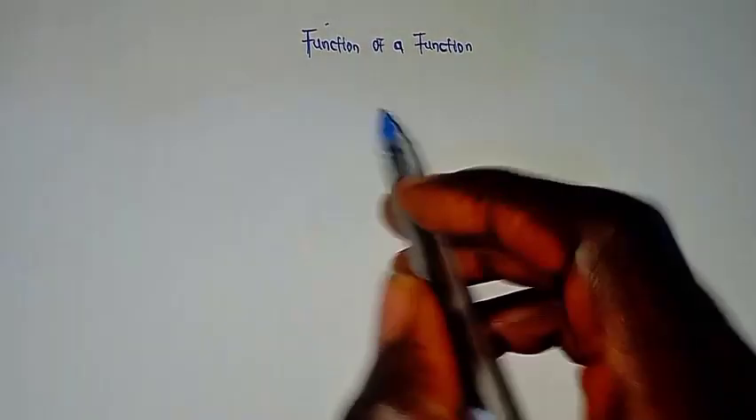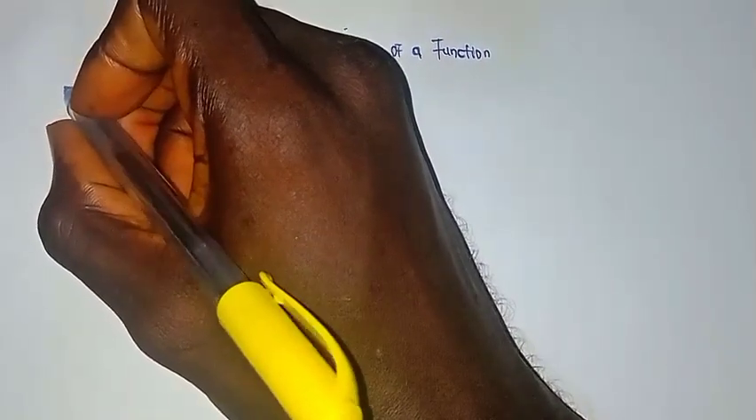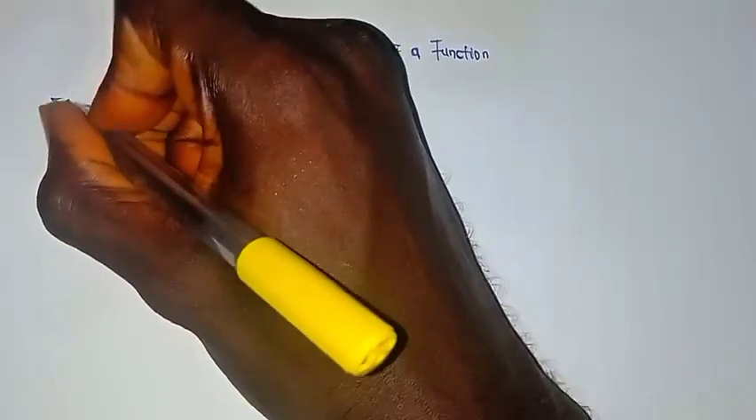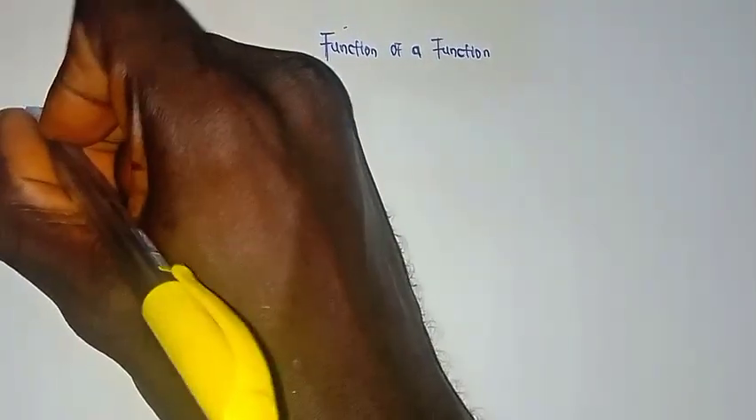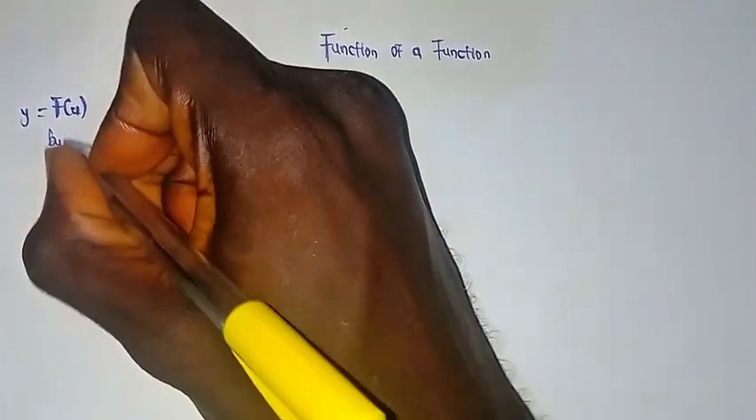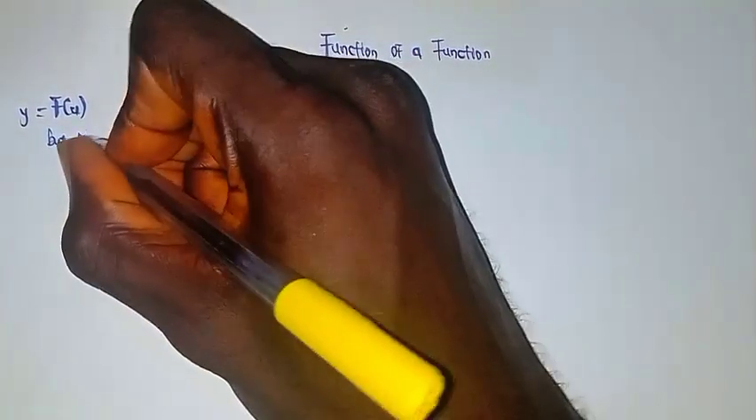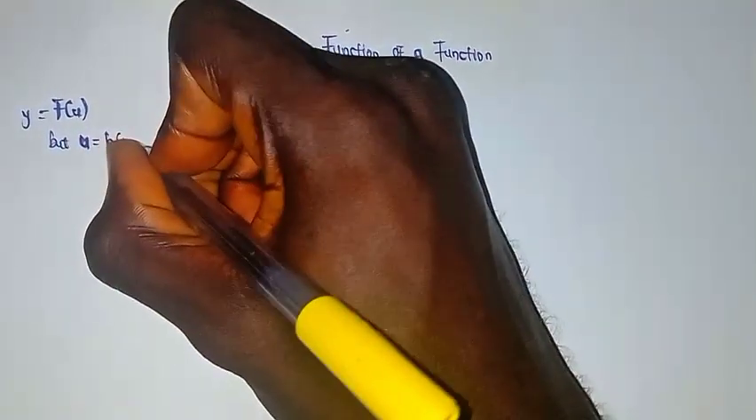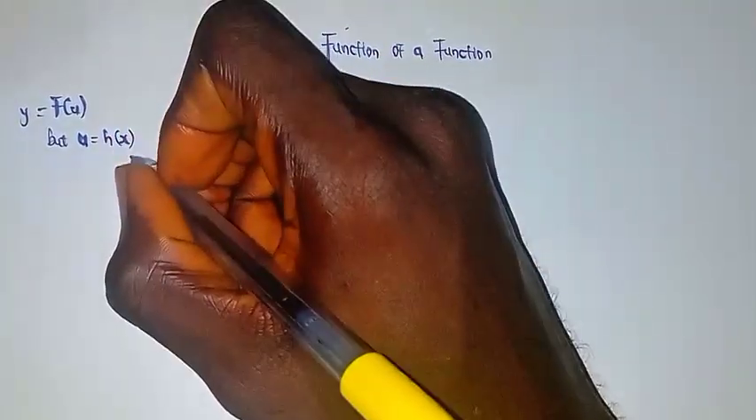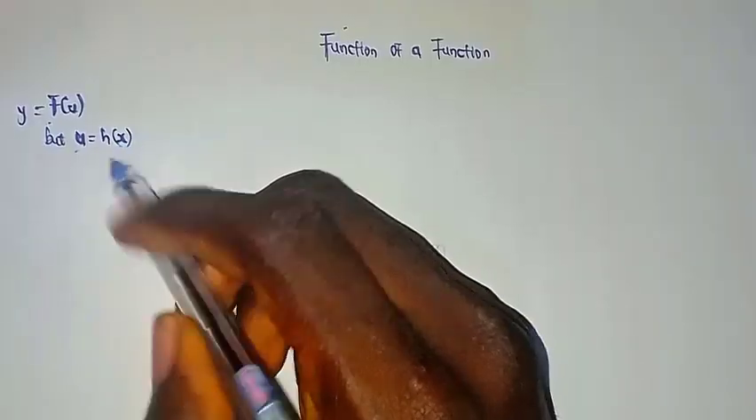So today we'll be looking at function of a function. Okay, so let's say we have an equation or a function f of u, right? This is y is equal to f of u, but we have that u is a function of x, say h of x, right? Now f is dependent on u, but u is dependent on x.